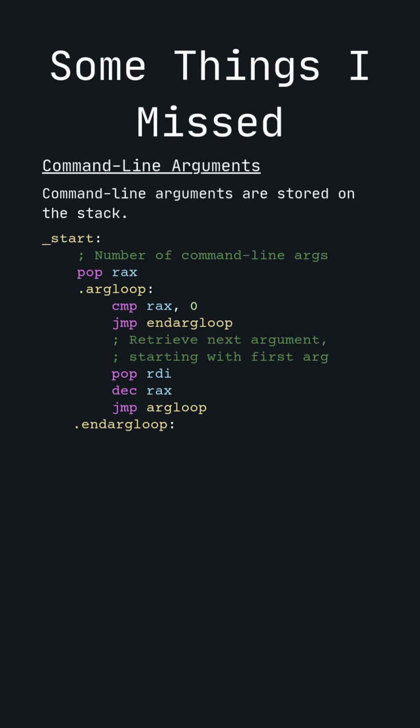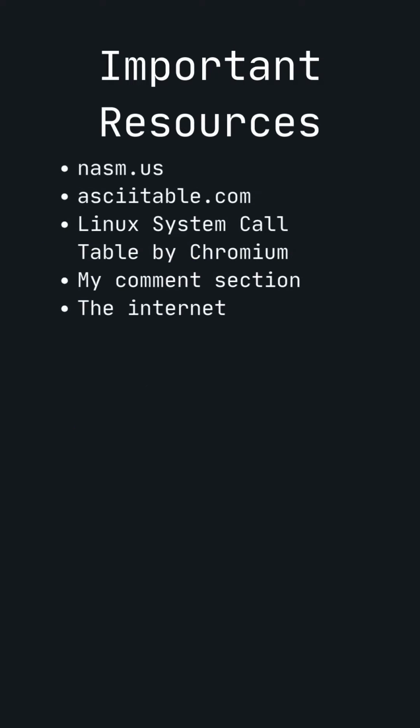The last thing is command line arguments. When you assemble your program and run it, you can pass in arguments that can be accessed in the program. At the beginning of your program, before anything is added, the stack contains the arguments in reverse order and then the number of arguments. You can retrieve the number of arguments by popping from the stack and then loop through each argument starting with the first argument. Here are some important resources.